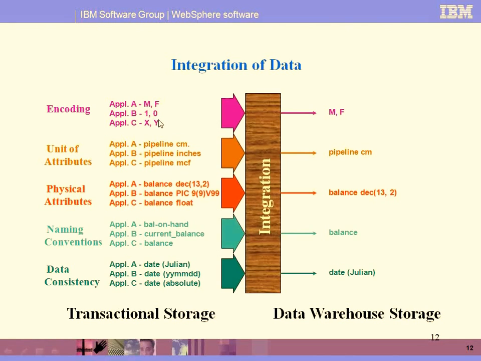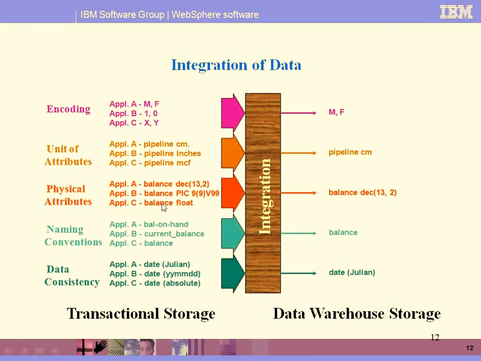There are multiple examples I mentioned in this PPT. If you see here, balance is a column which is coming from application A with a decimal of 13 comma 2, and balance is a column with picture class 99 and V99 in application B, and balance is a column which has floating point in application C, right? Now, while loading the data into the target, because three different applications have the same column, I'm loading the column named balance, and all these data types I am converting into decimal of 13 comma 2, because my target column balance is a decimal of 13 comma 2.